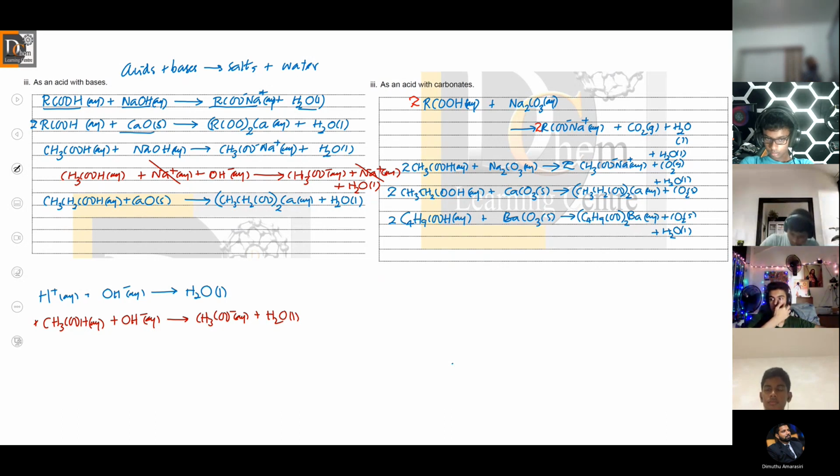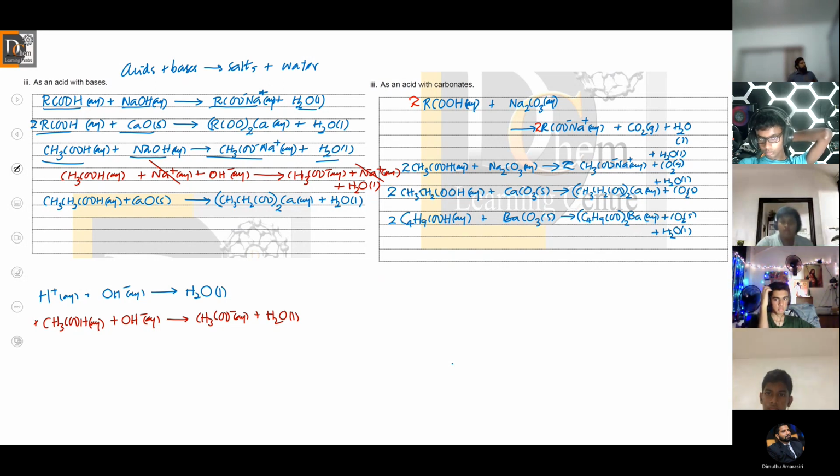Now, calcium oxide is a base. So when it reacts with carboxylic acid, it gives you (RCOO)2Ca and water. For example, ethanoic acid and sodium hydroxide give you sodium ethanoate and water. Understood? Why have I written the other ionic equation in red?